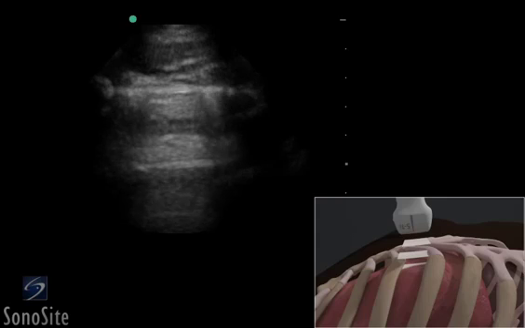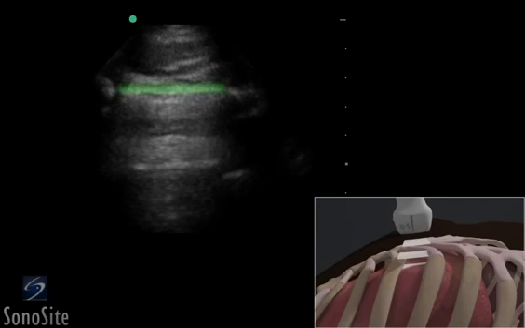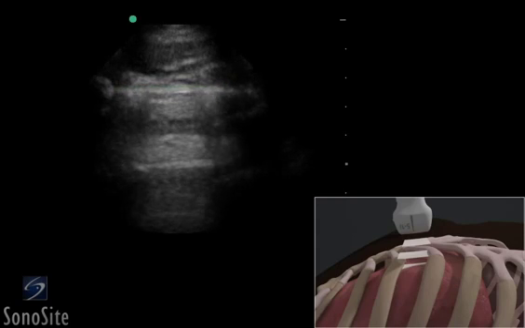A superficial scanning depth is used. The ribs are identified in the near field of the image as a bright interface with a posterior shadow. The pleural line is identified as a bright hyperechoic line between the rib shadows.